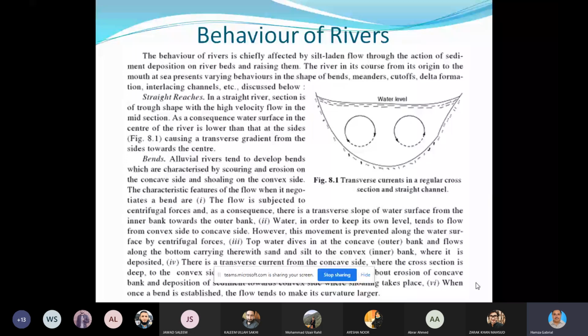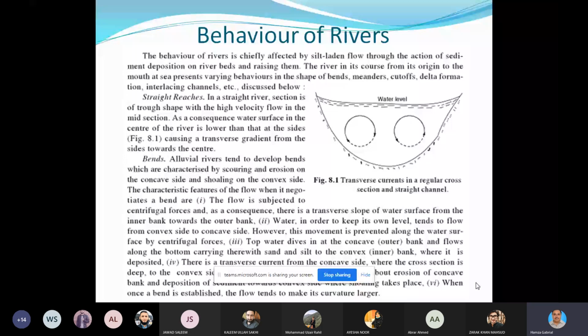So this is the behavior of a river when it is flowing in a straight reach, which is very uncommon. You will see the transverse currents flowing from the bank towards the center of the channel and lowering the middle portion and raising the water level near the banks.